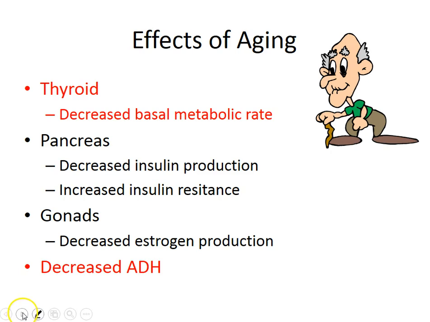The effects of aging, in terms of the thyroid: there is a decrease in basal metabolic rate. In the pancreas, you will sometimes see a decrease in insulin production and increased insulin resistance. In terms of the gonads, a decrease in estrogen production and decreased ADH. So it's kind of like buying a car when it's new, everything seems to work, but as it ages, it just doesn't work like it used to, and unfortunately that is some of the effects of aging.